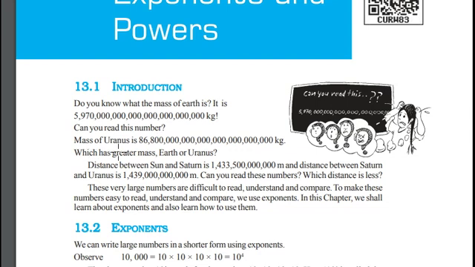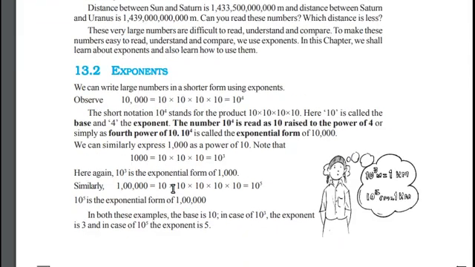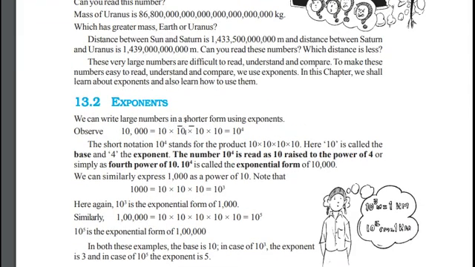Mass of Uranus. Do you know what is the mass of planet Uranus? It is this long, kilograms. So which is greater? Is the mass of Earth greater or the mass of Uranus greater? Even now we are facing difficulty comparing these big numbers. So we make use of exponents. We can write large numbers in shorter form using exponents.